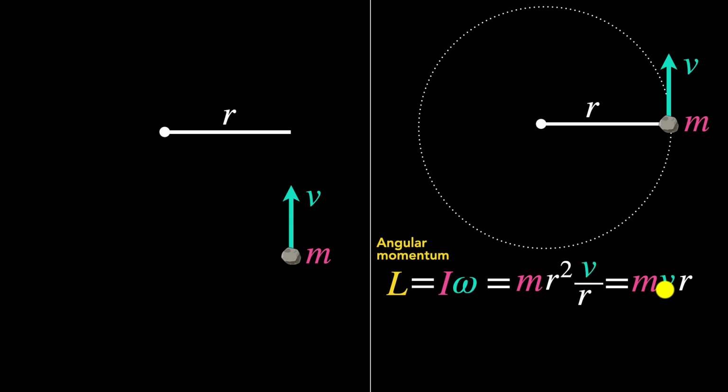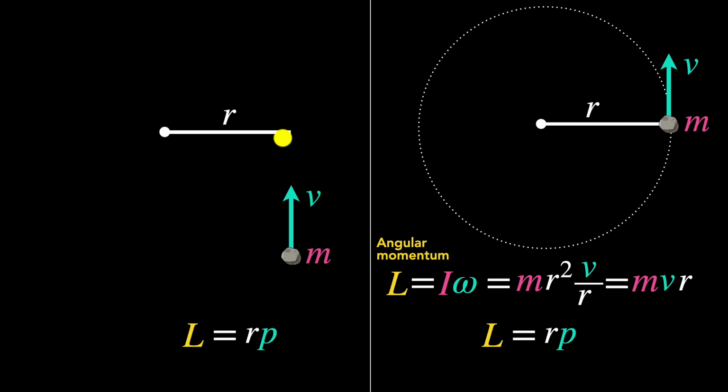And mv represents the magnitude of the momentum of that stone, right? And so now we can write the angular momentum magnitude as just r times p. And since the angular momentum is conserved because there are no external torques acting on our system, the magnitude of the stone's angular momentum even here must be r times p. But here's a question.